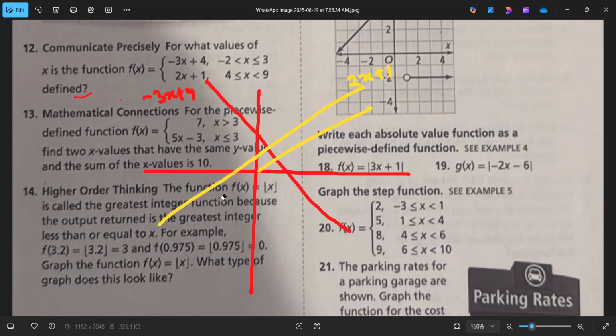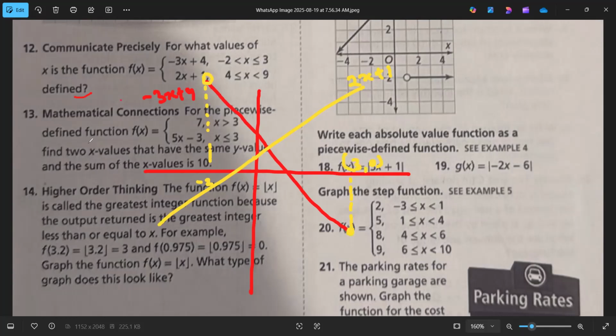Now, if the domain is not given, then this will be my graph. But the domain is defined. For red color, it will be from minus 2 to 3. So let's suppose this is minus 2 and this is 3. And this is for 4 to 9. One more important thing: at minus 2 there is an open interval, so make a hole. And here a dark circle will be there.